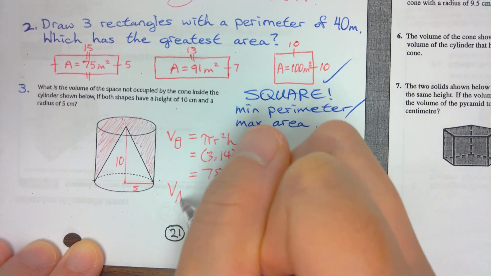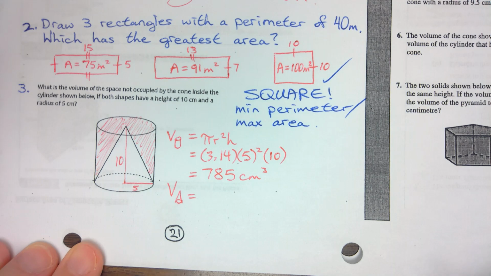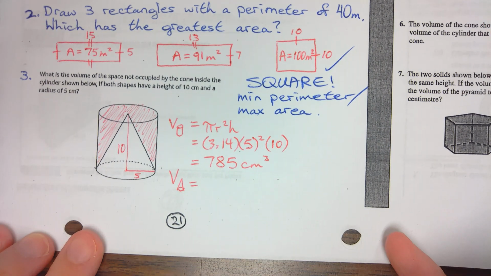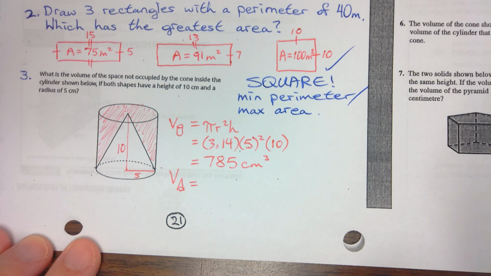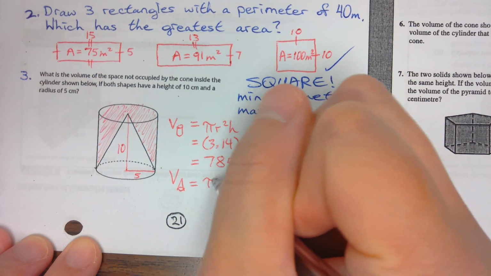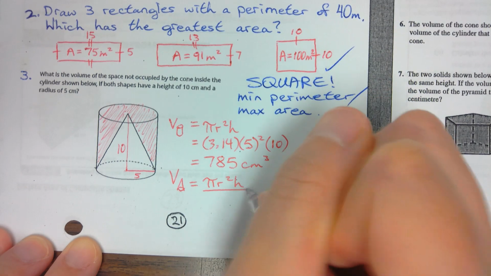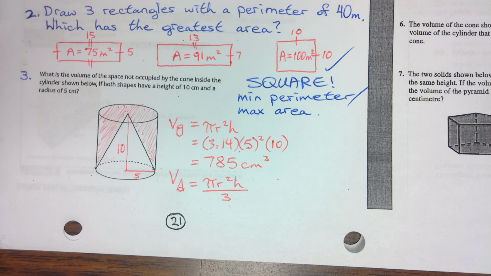Okay, volume of a cone. What's the formula for volume of a cone? Good job. Pi r square height divided by 3. What do you notice about these two? What's the relation between them? The same radius. And the same height.